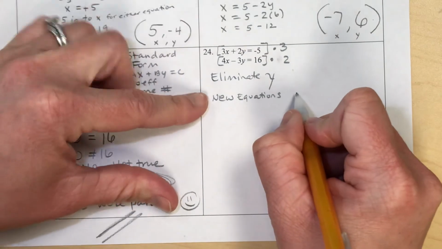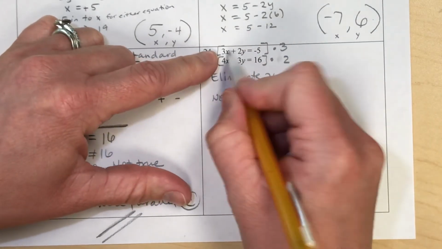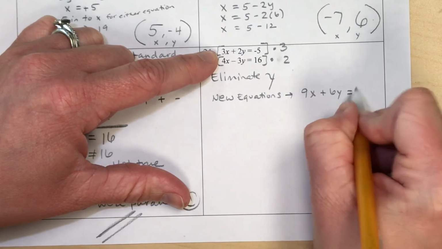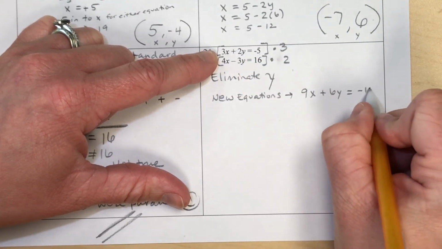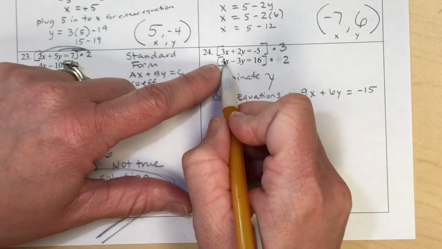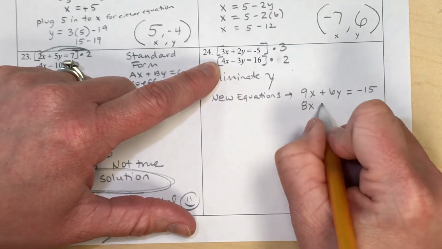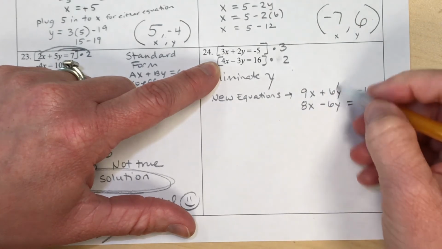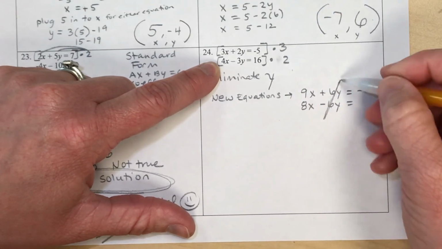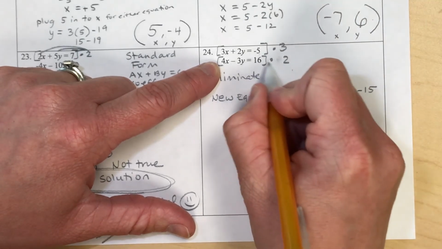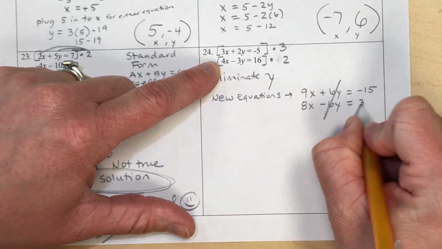Triple everything in the top equation. Triple this, you get 9x. Triple this, you get 6y. Triple negative 5, you get negative 15. Here's the bottom one. We're going to double this one. Double 4, you get 8. Double this, you get negative 6. This is why we did the multiplying, so that we'd get some eliminating, which is why it's called the elimination method. Double this, 16 times 2 is 32.